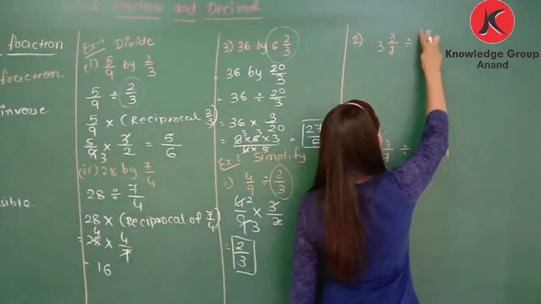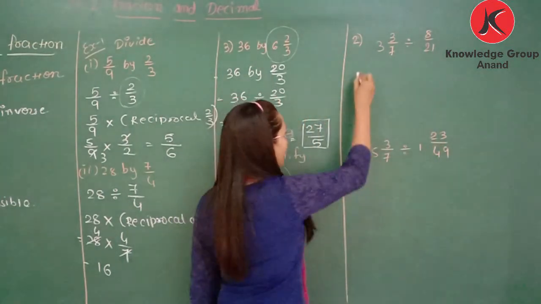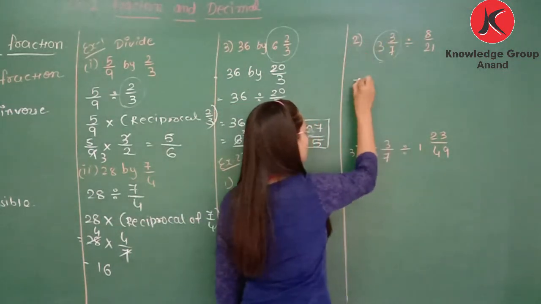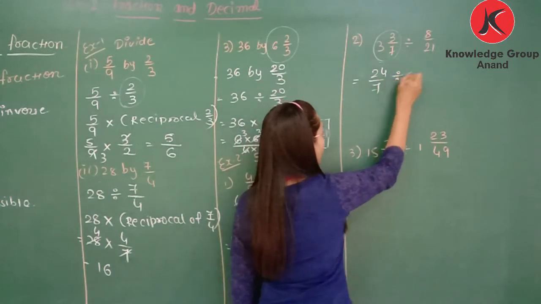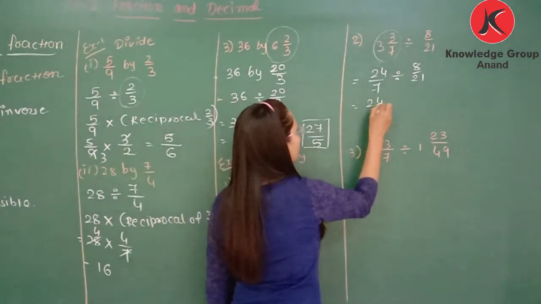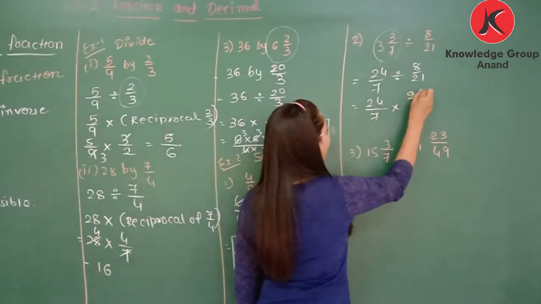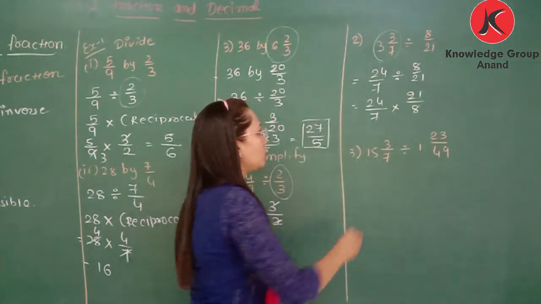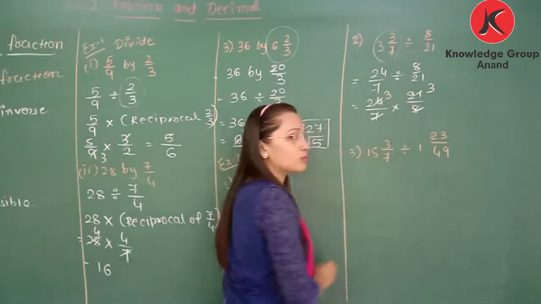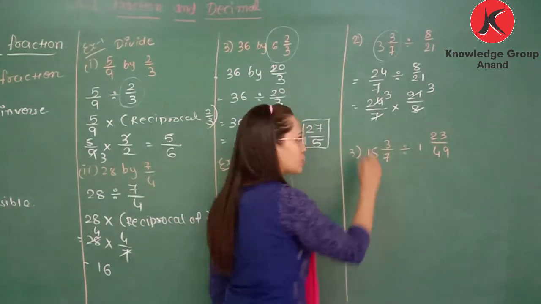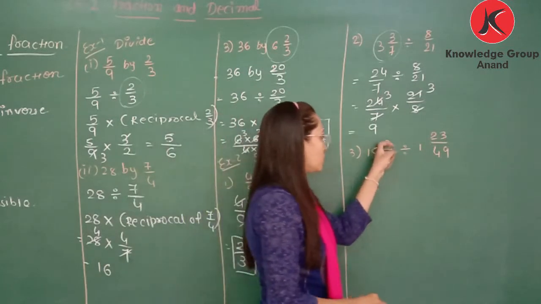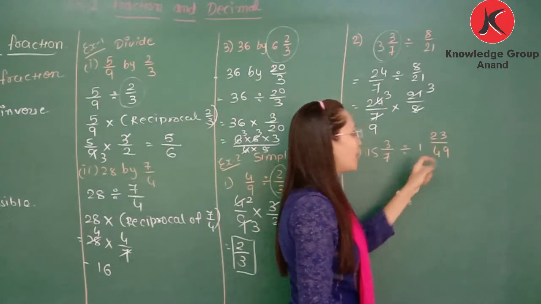Now next one, 3 3 by 7 divided by 8 by 21. So here you can find the improper fraction for this. 7 3s are 21 plus 3, 24 by 7 divided by 8 by 21. Now convert division into multiplication. So we can write 24 by 7 multiplied by 21 by 8. Here you can cut 7 3s are 21, 8 3s are 24. Now here 3 and 3 in our numerator, so 3 3s are 9. Denominator is 1.